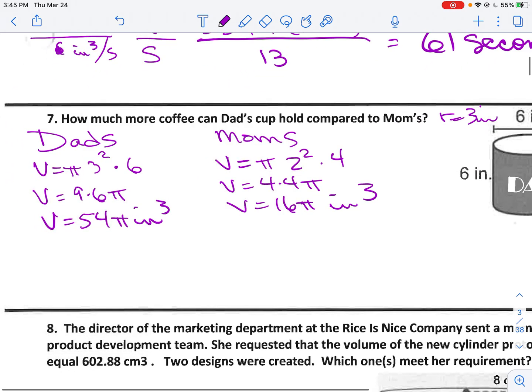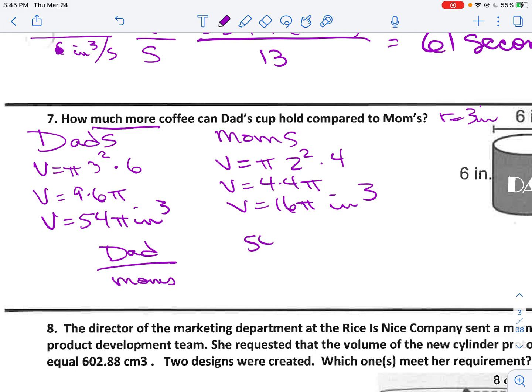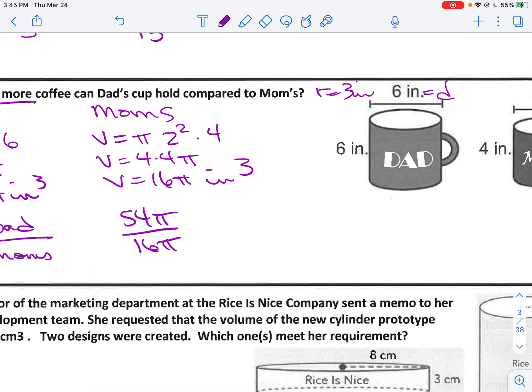Now, it's wanting to know how much more. So that means we're going to put dad's over mom's and divide. So 54 pi over 16 pi. Well, the reason I didn't get rid of the pi's is because, look, these 2 pi's cancel out. And 54 divided by 16 is 3.375 times bigger.